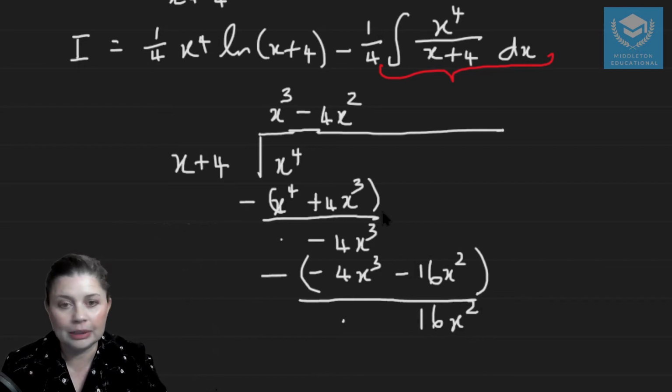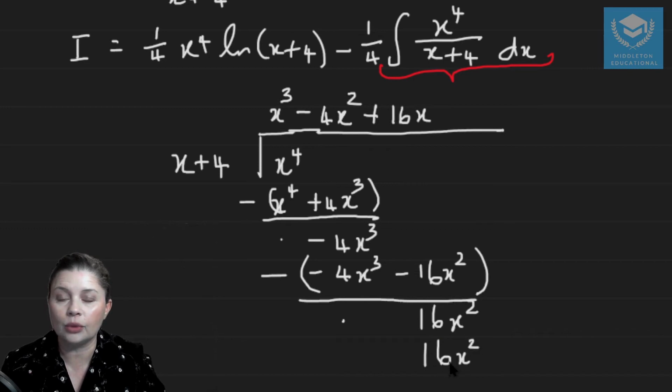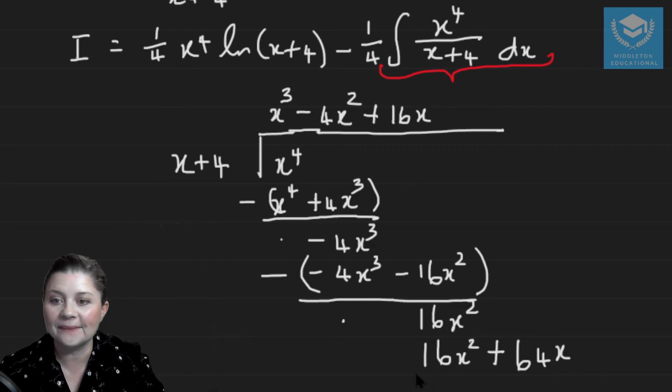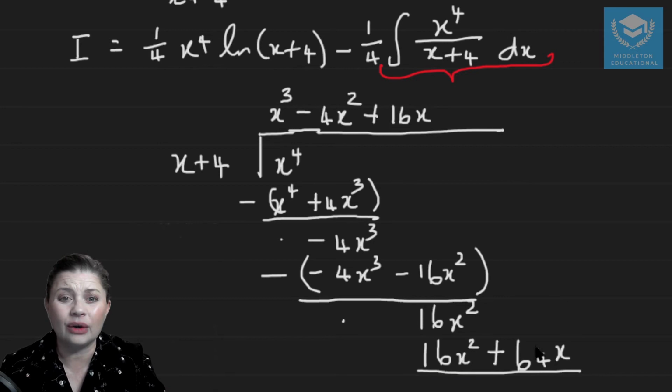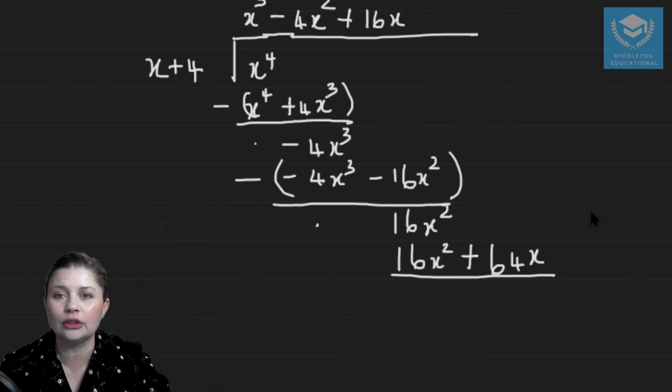Then again, you repeat yourself. The first part of this expression is x, divides into 16x squared, and that is going to be plus 16x. 16x multiplied by x gives you 16x squared. 16x multiplied by 4 is going to give you 64x. Okay. So you'll see now that you're just repeating yourself. You're doing the same thing over and over again until you can't go any further.